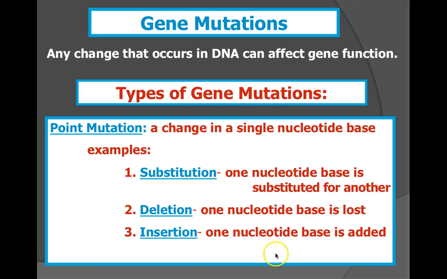You could also have deletion, and deletion would result in a frameshift because if you take out one letter, all of the other letters are going to shift over and change all of what we call frames or codons, which would change every other nucleotide sequence in that sequence. The other would be an insertion, which is also another type of frameshift. The difference is you're going to be inserting a nucleotide, shifting the frame in the opposite direction.